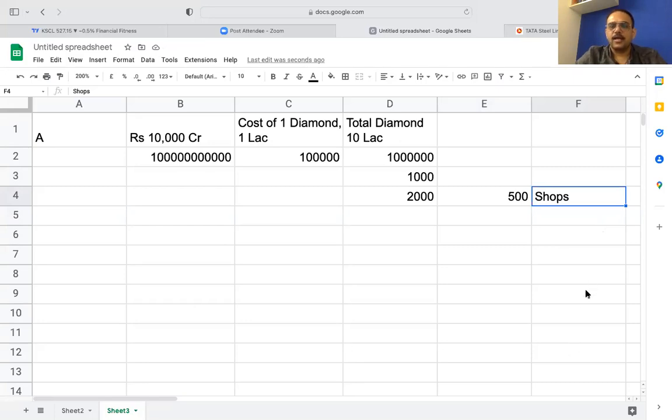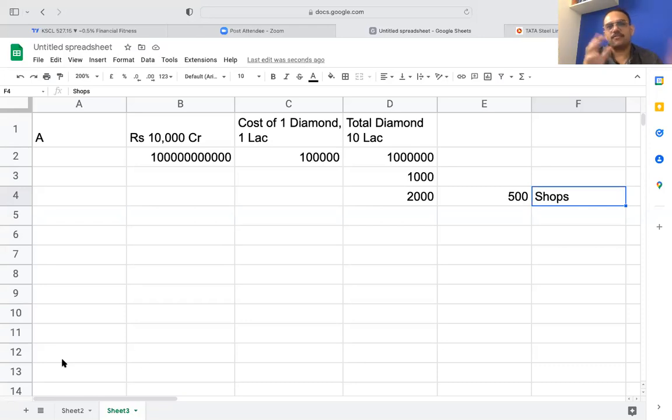Okay, now tell me, if this fellow goes into shop number one and says, give me all the diamonds you have, I want to buy all the diamonds in your shop. Then he goes to the next shop and says, okay, give me all the diamonds in your shop. Then he comes out, goes to the next shop, and says, give me all the diamonds in your shop.